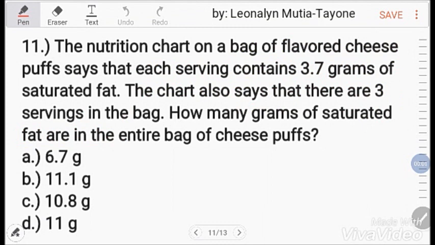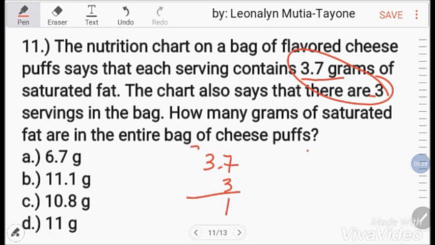So, number 11, bali word problem na tayo. Pero, ang nandito ay multiplication lang ito. The nutrition chart on a bag of flavored cheese puffs says that each serving contains 3.7 grams of saturated fat. The chart also says that there are 3 servings in the bag. How many grams of saturated fat in the entire bag of cheese puffs? Multiply mo lang siya. So, 3.7 times 3, ignore mo muna yung decimal na dyan, 7 times 3, that is 21. 3 times 3, that is 9, 10, 11.